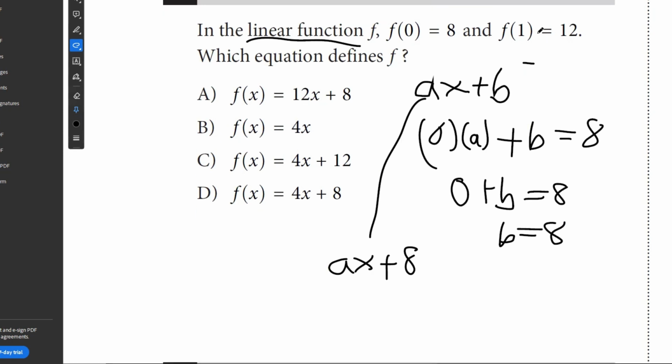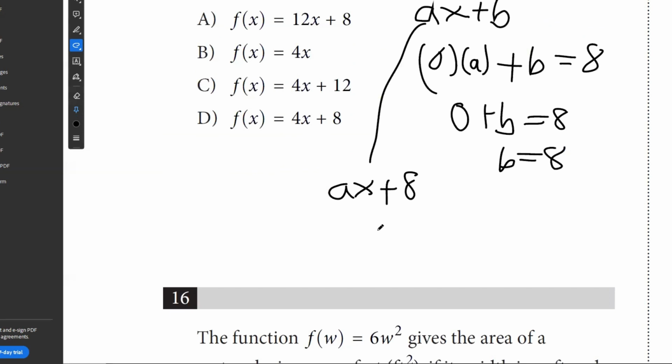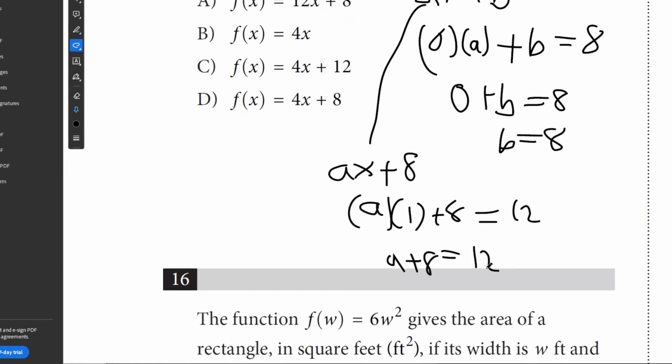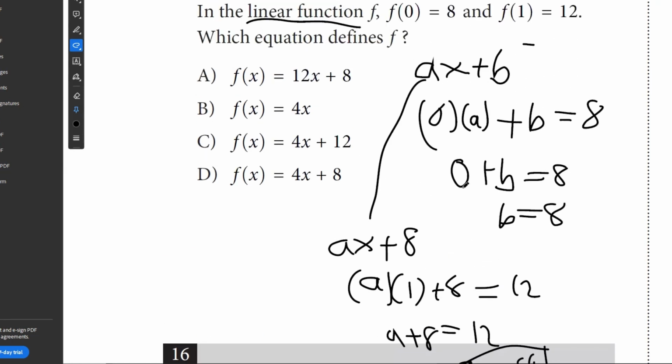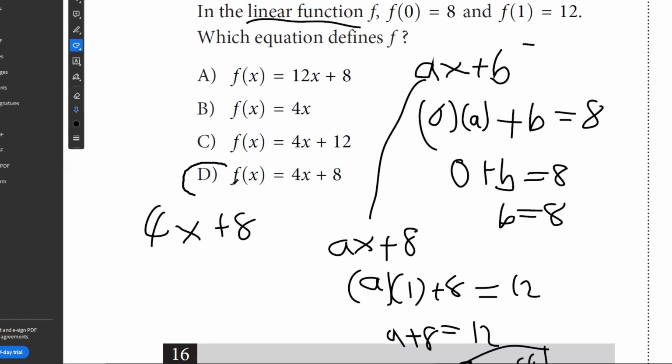So now let's plug 1 in for x, and it's going to be a times 1 plus 8 is equal to 12. So a plus 8 is equal to 12. Just subtract 8 from both sides, and we end up with a equal to 4. So we just finished our function. Our function is equal to 4x plus 8, which is answer choice D.